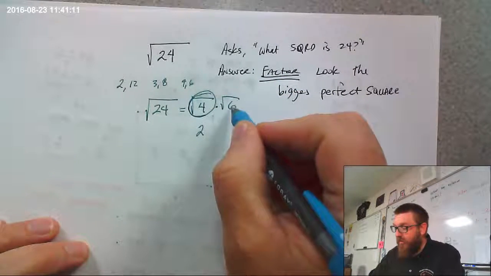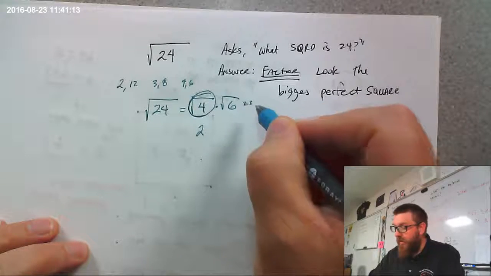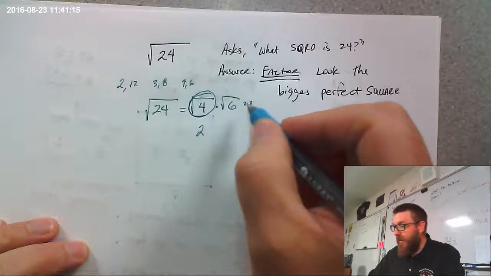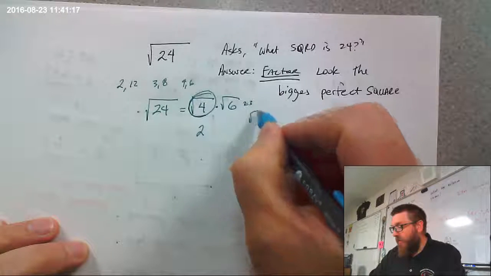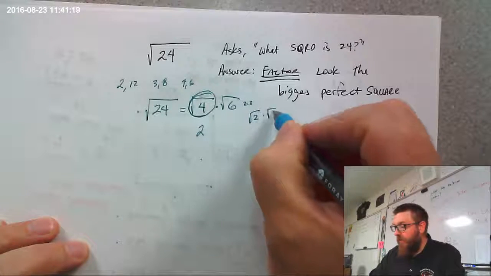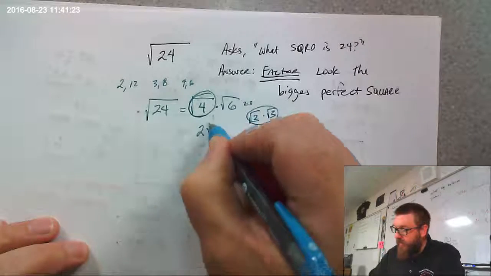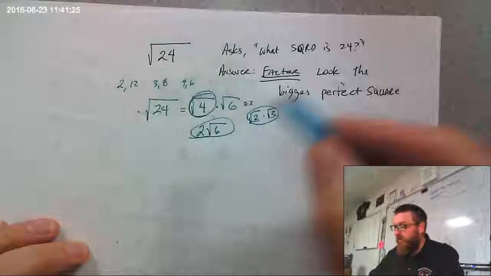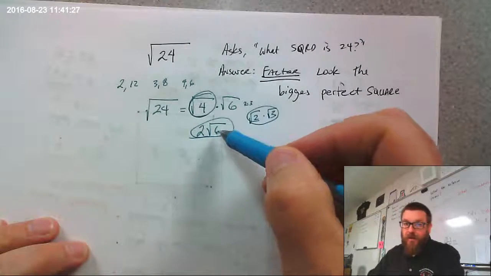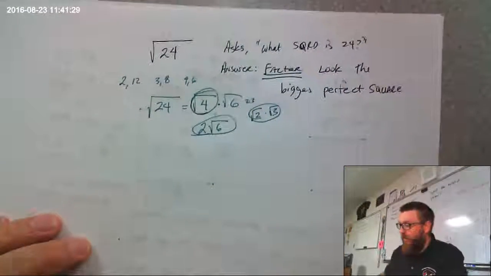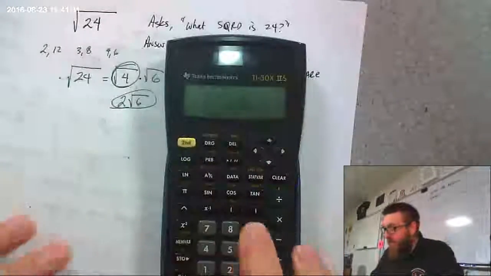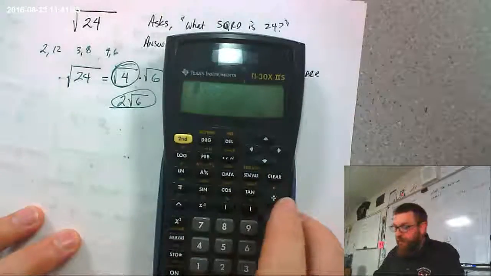Now, 6 is 2 times 3. Those are both prime numbers. We can't do much with the square root of 2. We can't do much with the square root of 3. We can't simplify them, so we're just going to put them together and leave it just like this. This is the number times itself that equals 24. Now, for the sake of time, I'm going to plug that into a calculator and show you that it's true.